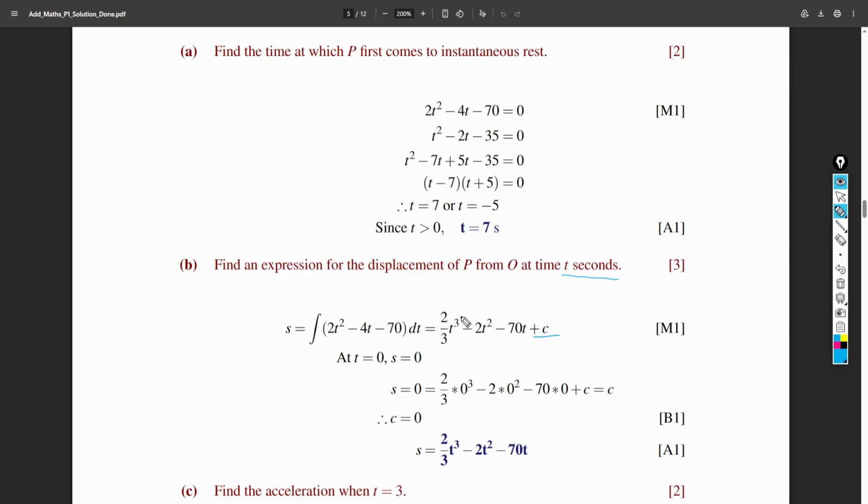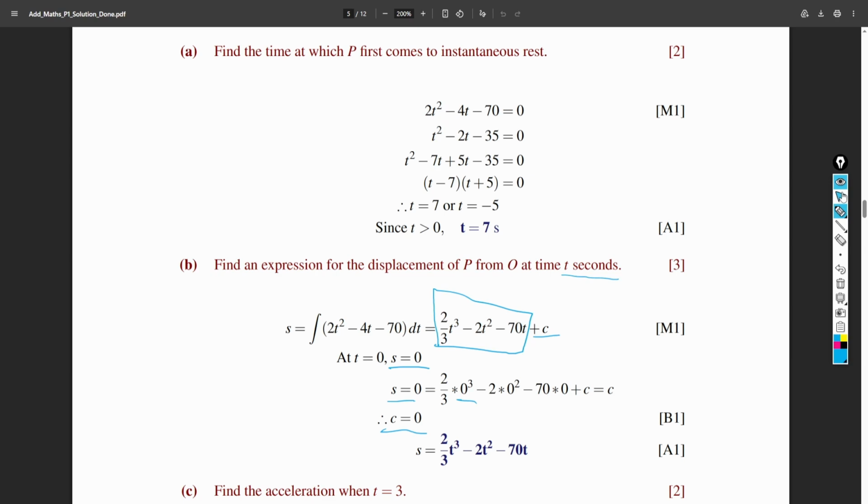We also know that the particle is projected at t equals 0. If it's projected at that point, that means there was no displacement, right? So at that point s is 0. So we simply set s equals 0 and t equals 0 to find the value of c. And using this we find c is equal to 0. So that means we can just ignore the c, and the expression is just whatever we integrated.